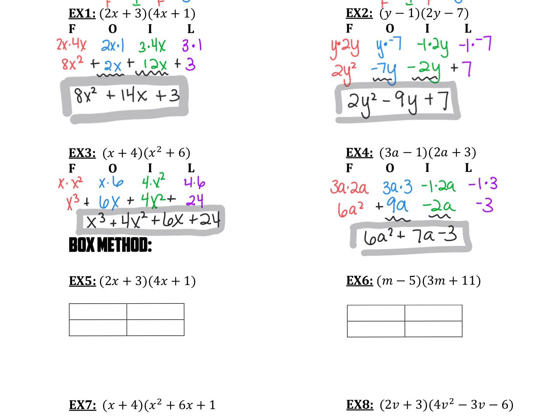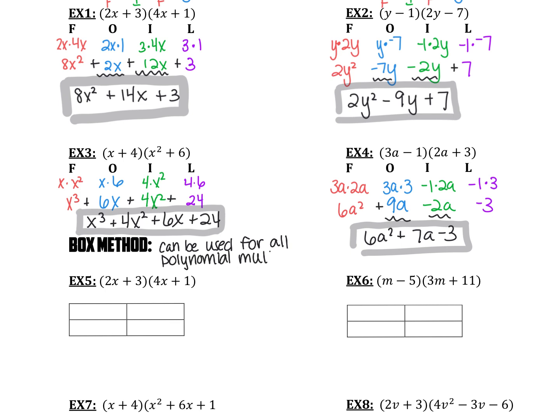We're going to look at another idea that allows us to multiply polynomials. And we're going to call this one the box method for lack of a better term. This will actually help us when we go to factor. But what I like about the box method is that it can be used for any multiplying, for all polynomial multiplying.